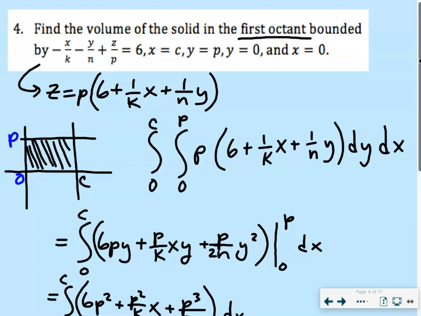Oh, and you forgot to multiply the p back in? Well, I forgot to even put it in the first place. No. Okay.